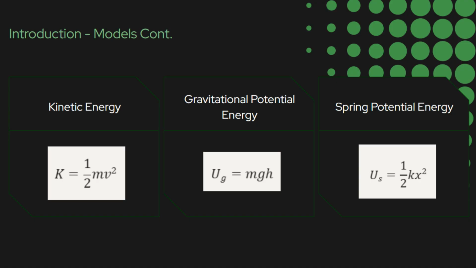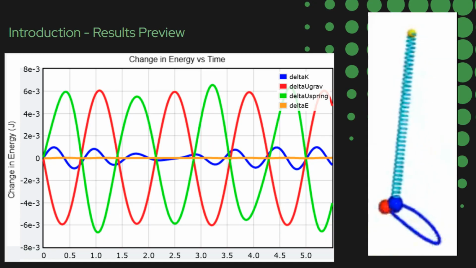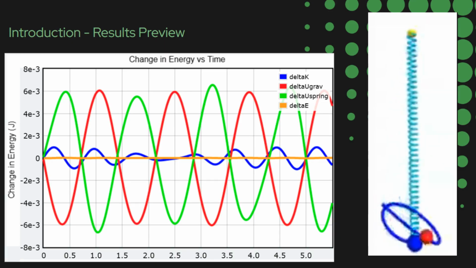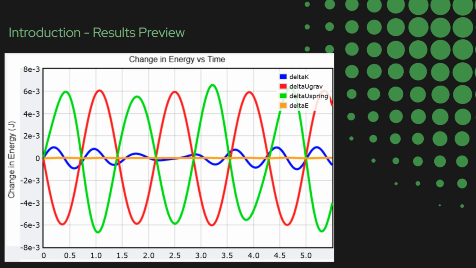Here is our results preview of the spring and the object over time, where the red object is the experiment and the blue is our model. And then on the left is our projected change in energies for K, U gravity, U spring, and total energy over time.